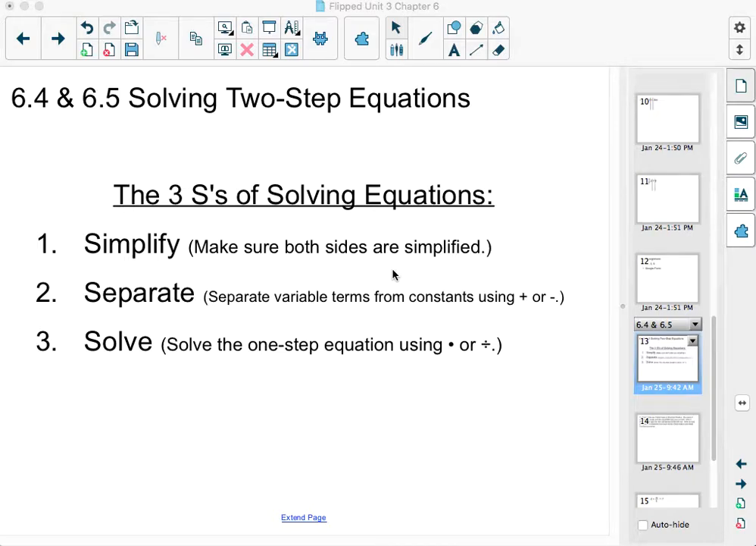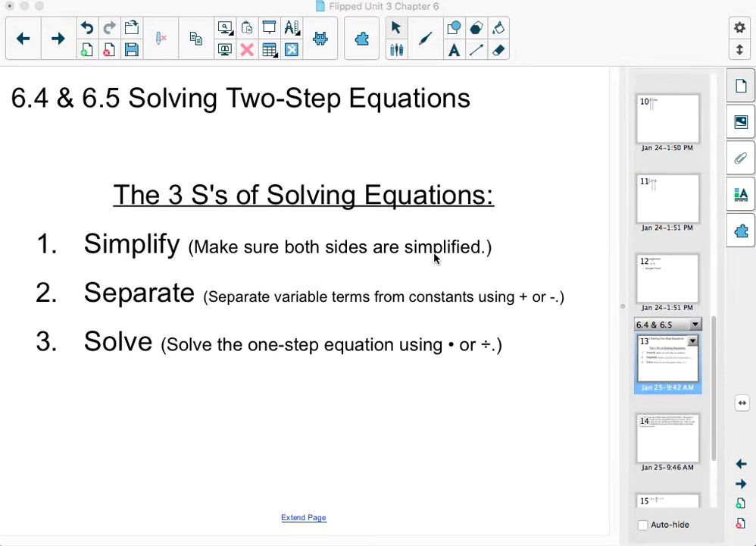Two-step equations and any further equations that we will solve this year will follow the same 3 steps. Those 3 steps I call the 3 S's of solving equations. The first S stands for simplify. This is a note in your note packet. It says make sure both sides of the equation are simplified. That means we're looking for like terms. And if we have like terms, we need to add them or subtract them or do something to make sure that the expression on the left side of the equal sign is in simplest form and the expression on the right side of the equal sign is in simplest form.